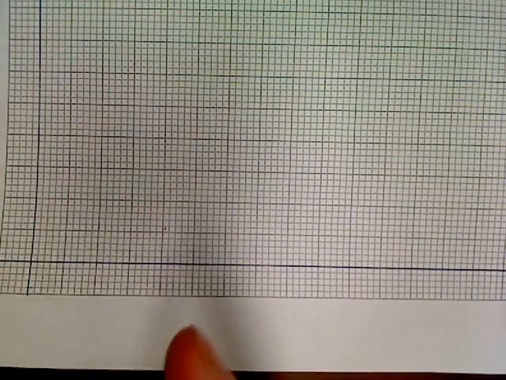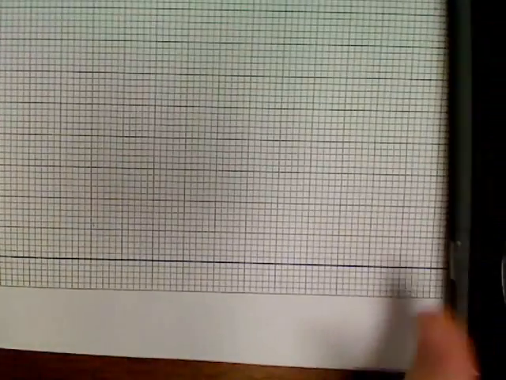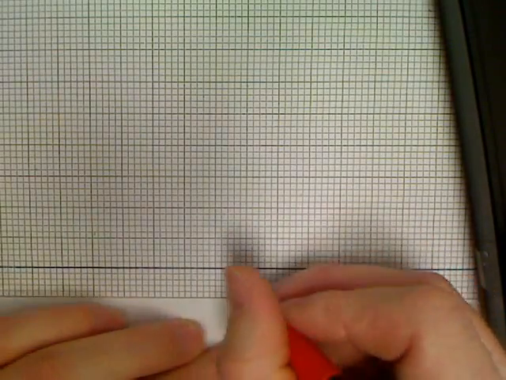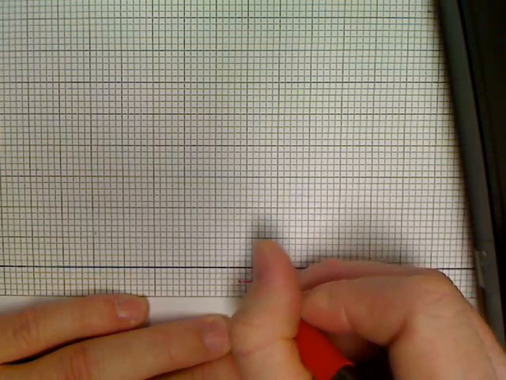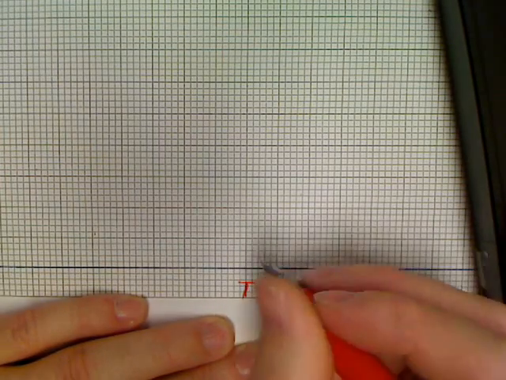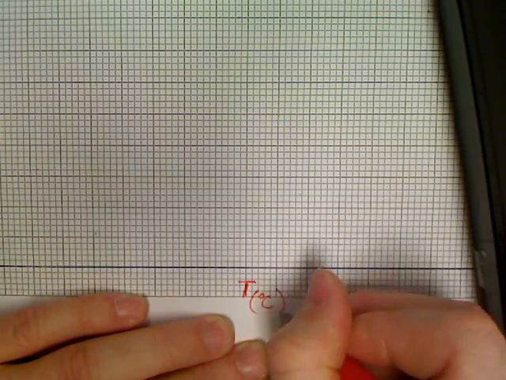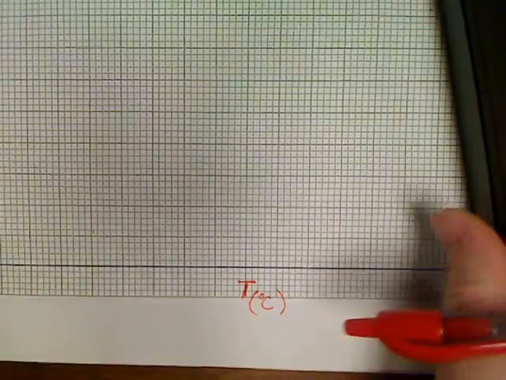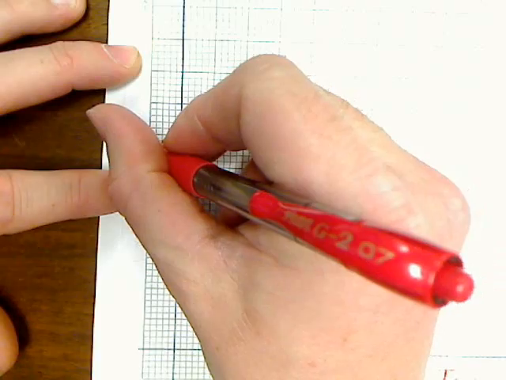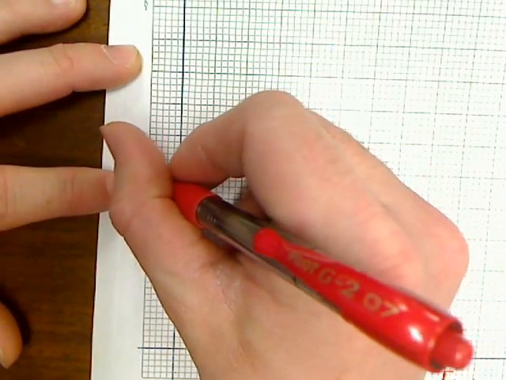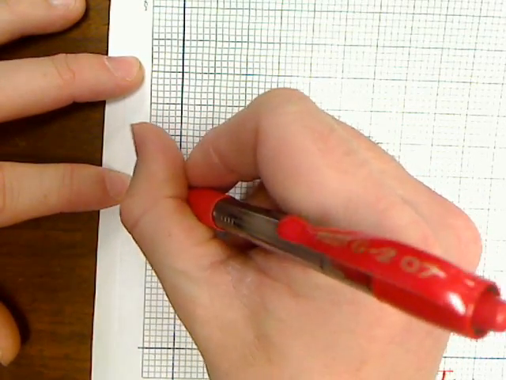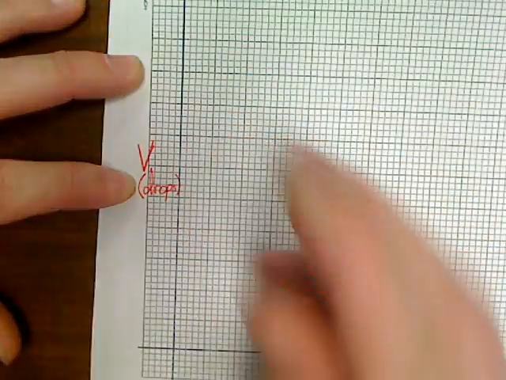And now I'm going to label the graph the way I want it. In the center of the bottom, I'm going to write a big T for temperature. And temperature is going to be in degrees Celsius on the bottom. And then over on the side, in the middle, I'm going to put a V for volume. And volume is kind of a weird unit. We're going to use drops for the volume over on the side.